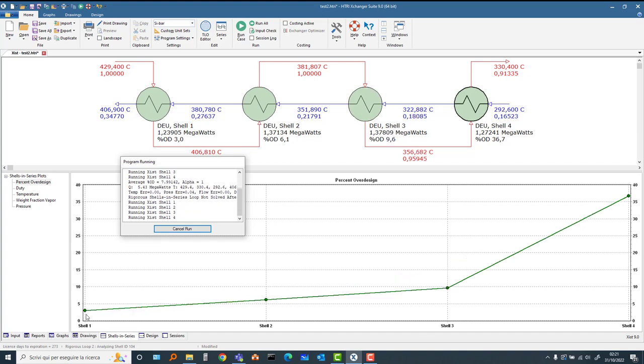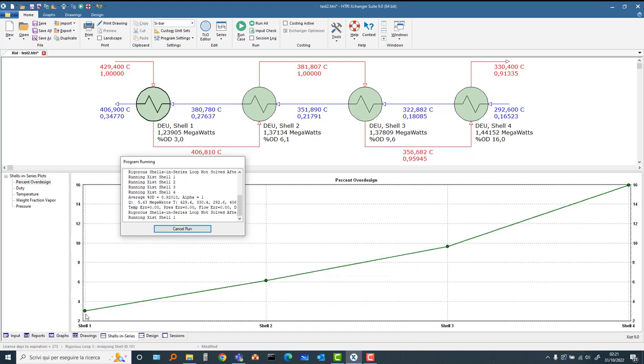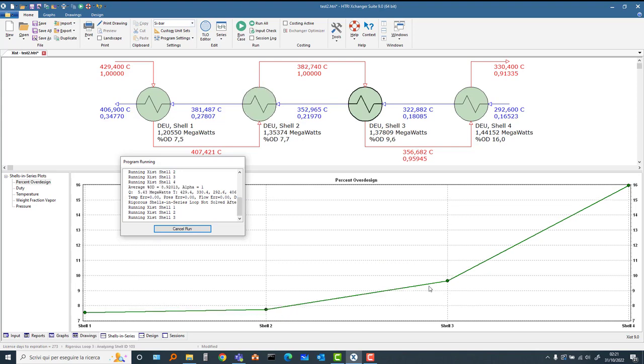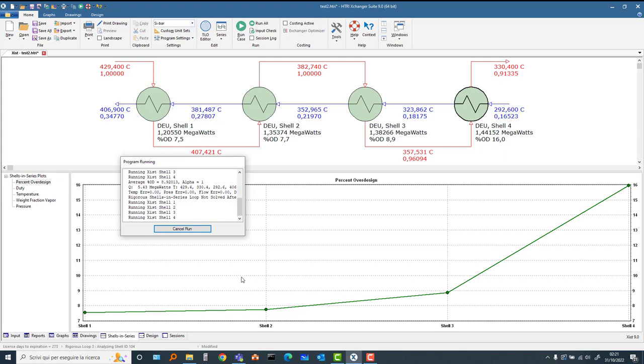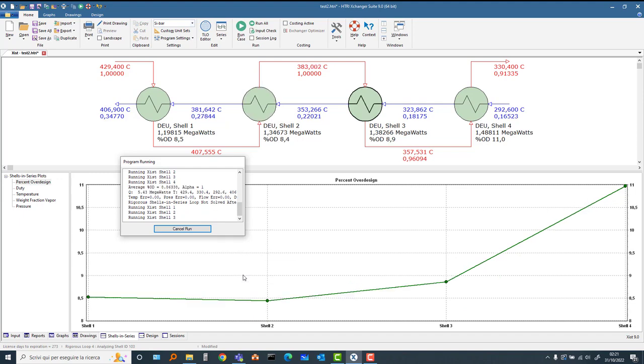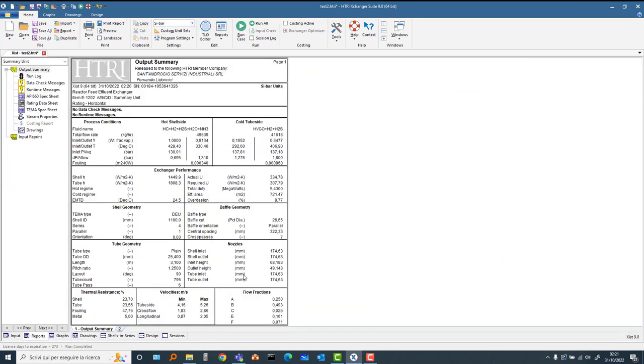So this is the overall surface of each exchanger, of each one of the shells. Now we have almost arrived at the end. Okay, now we have the overall surface slightly decreased. The pressure drops are always acceptable.